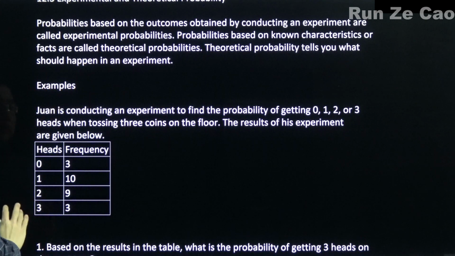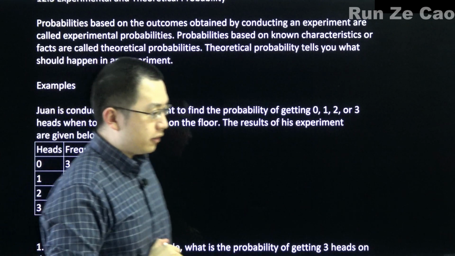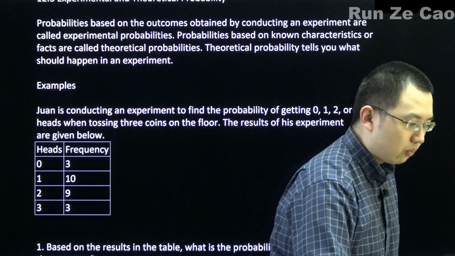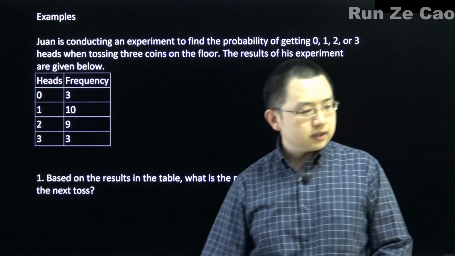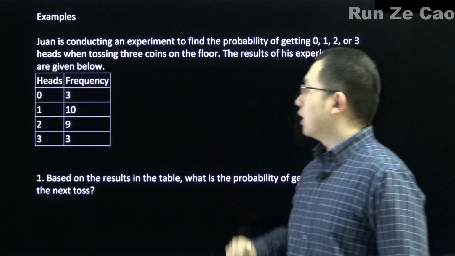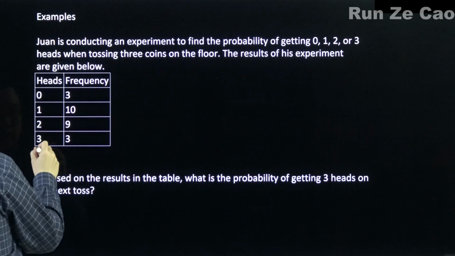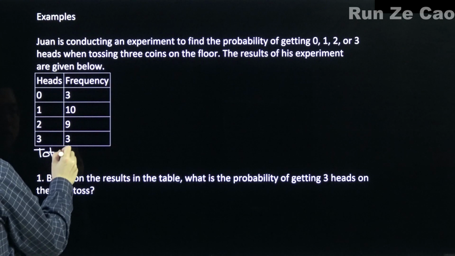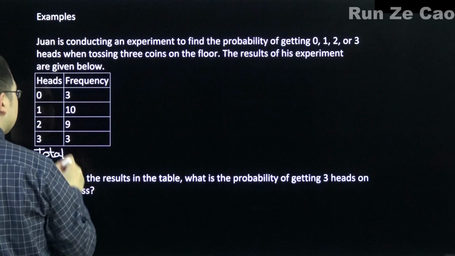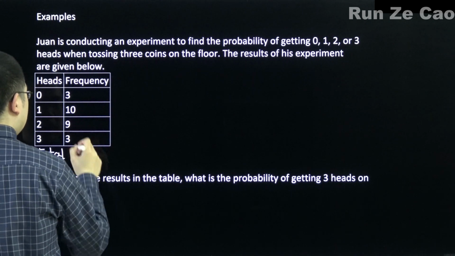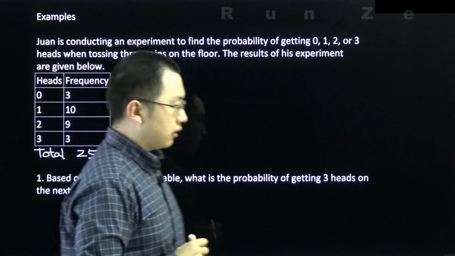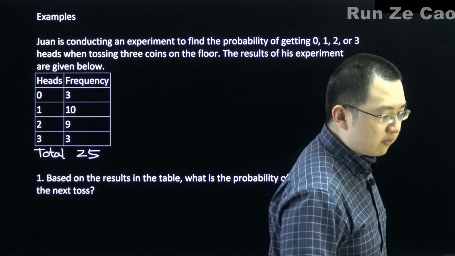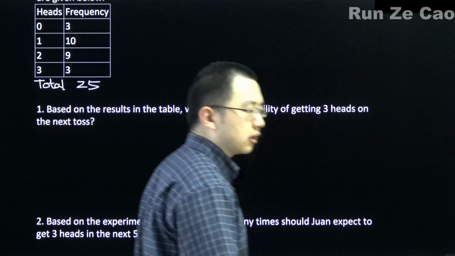Okay, let's say Juan is conducting an experiment to find the probability of getting 0, 1, 2, or 3 heads when tossing 3 coins on the floor. The results of his experiment are given here, and the total is 2 plus 3 is 5, plus 6 is 11, plus 9 is 20... the total is 25. Now, based on the results in the table, what is the probability of getting 3 heads on the next toss?